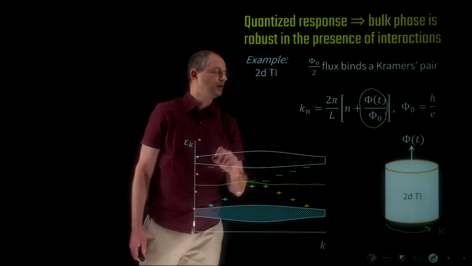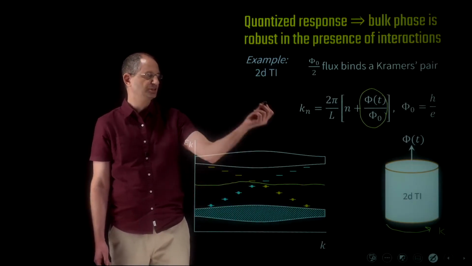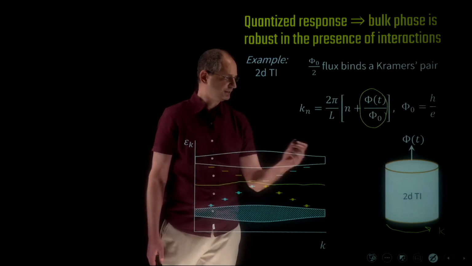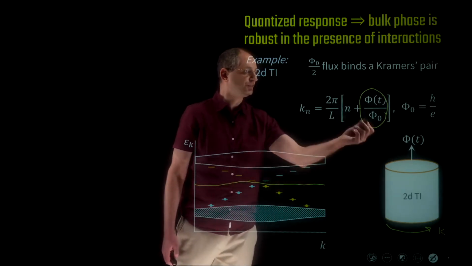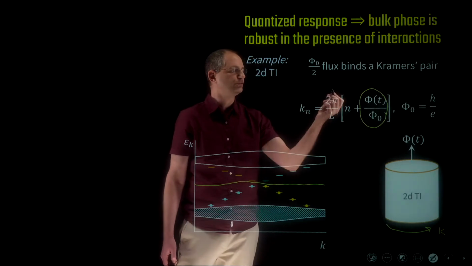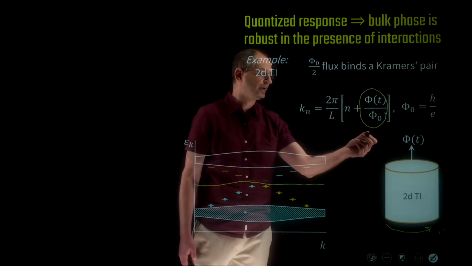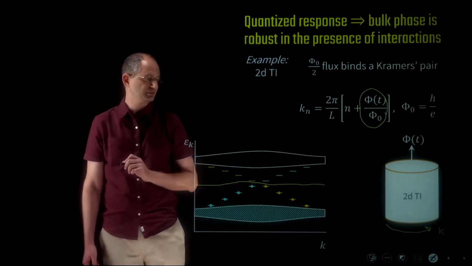Okay, but now we're going to thread half a flux quantum. We're going to change the flux through the cylinder from 0 to phi naught over 2. During the process, the flux itself breaks time reversal symmetry, but at the end of the process, a flux of phi naught over 2, or h over 2e, actually preserves time reversal symmetry. An Aharonov-Bohm flux of phi naught over 2 preserves time reversal symmetry.